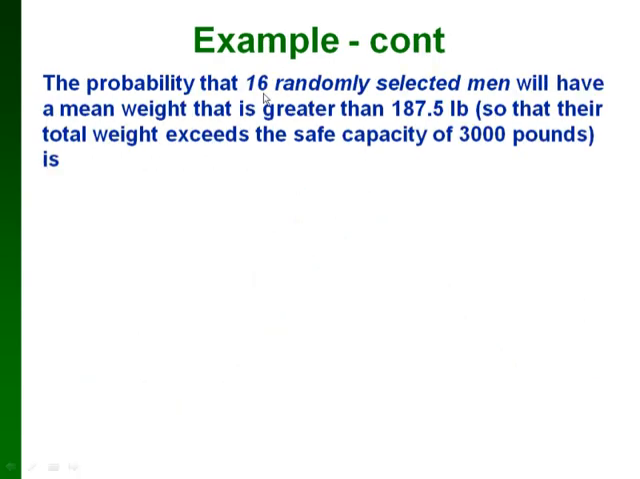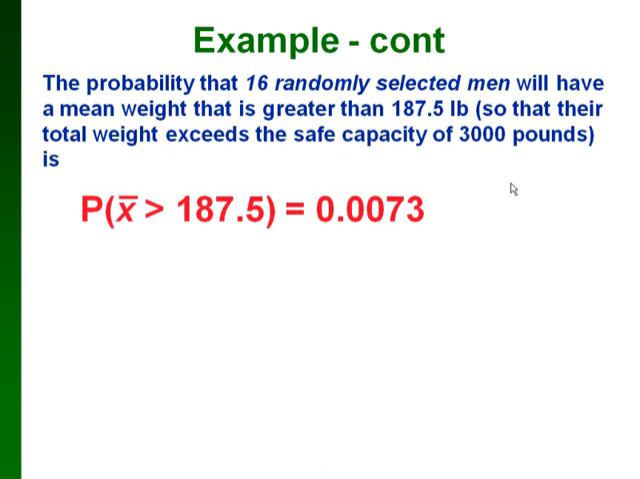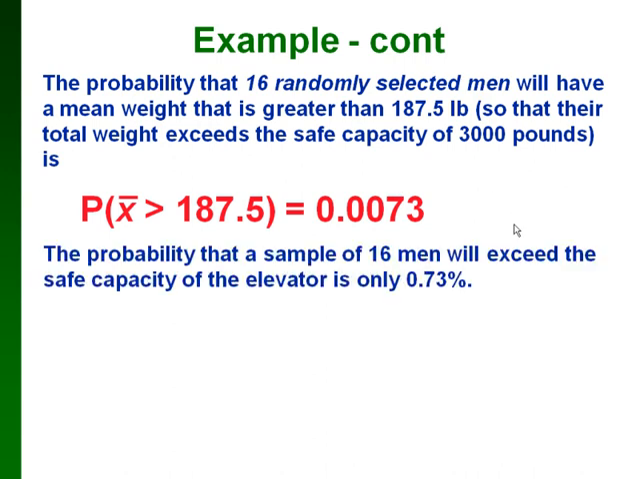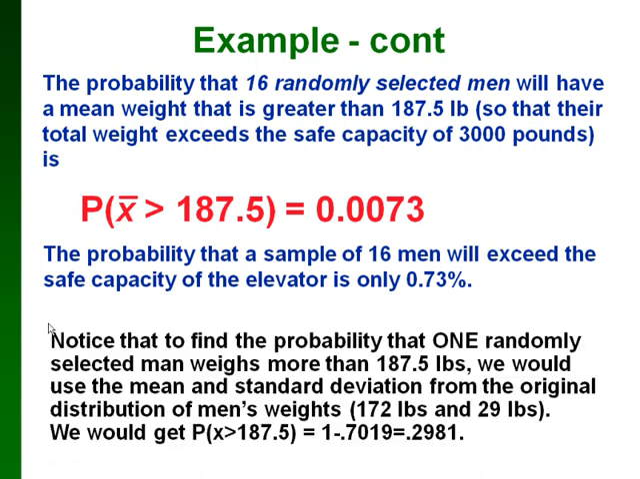What that means is the probability that our 16 randomly selected men will have a mean weight greater than 187.5 pounds is 0.0073. So the probability that a random sample of 16 men will exceed the safe capacity of the elevator is only 0.73%. One important difference here is that we are finding the probability that the sample mean is greater than 187.5. That's much different than finding the probability that one man weighs more than 187.5 pounds.